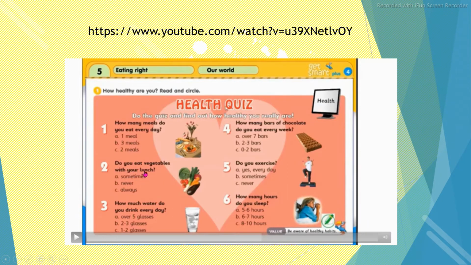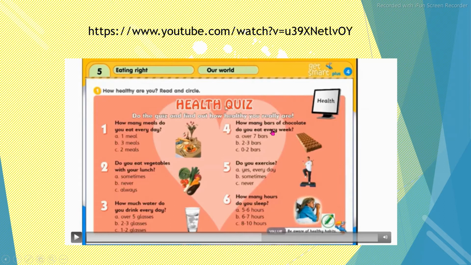Okay, 2. Do you eat vegetables with your lunch? Adakah awak makan sayur untuk makan tengah hari awak? A. Sometimes. B. Never. C. Always. Okay, what's your answer? Okay, number 3, how much water do you drink every day? Berapa banyak air yang awak minum setiap hari? A, over 5 glasses. B, 2 to 3 glasses. C, 1 to 2 glasses. Berapa banyak air awak minum satu hari?